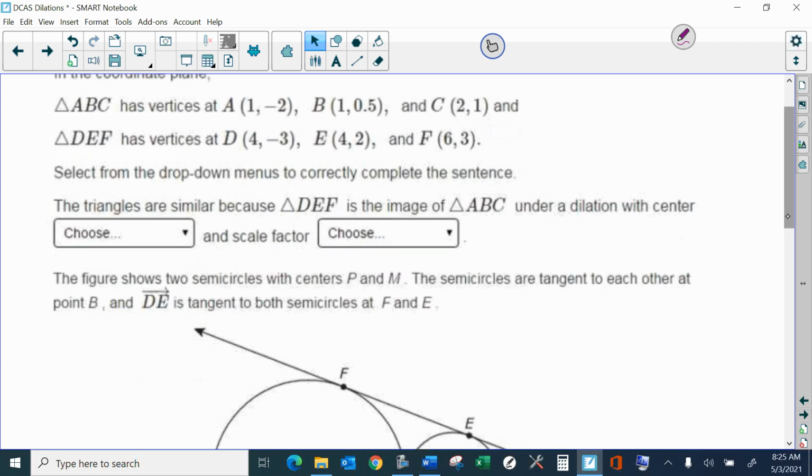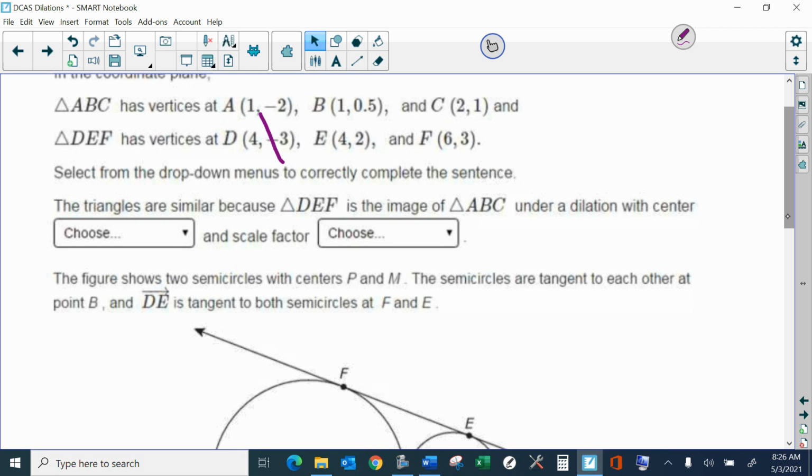All right. Vertices there. DEF has vertices there. Select from the drop down menu to correctly complete the sentence. The triangles are similar because DEF is the image of ABC under dilation with center blank and a scale factor of blank. So this is where you'd plot these points, go through corresponding points, A through D, draw a line through A through D, see where it intersects, and say C and F.